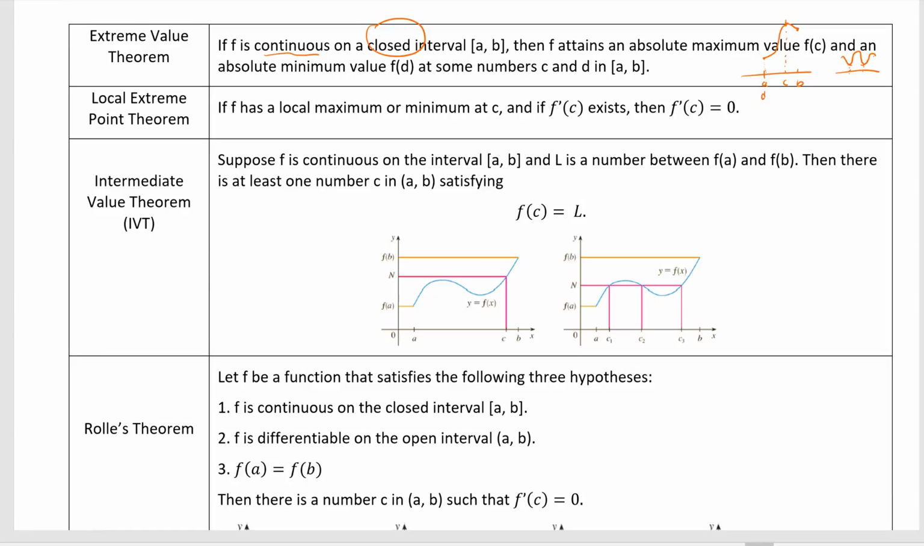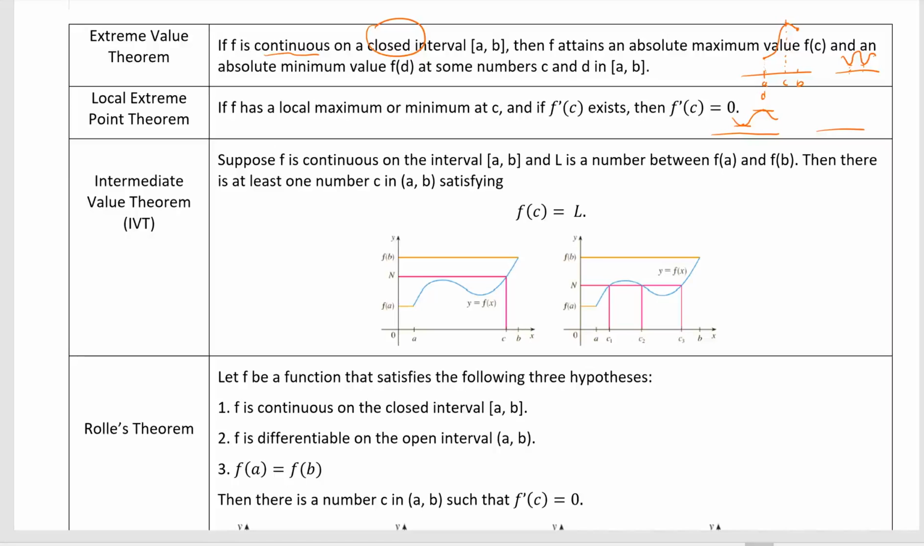Second, we have the Local Extreme Point Theorem. If f has a local maximum or minimum, then if the derivative exists, the derivative must be 0. So it tells us that if we have a local maximum or minimum at c, either the derivative exists and then the derivative is 0 at c, or the derivative does not exist.